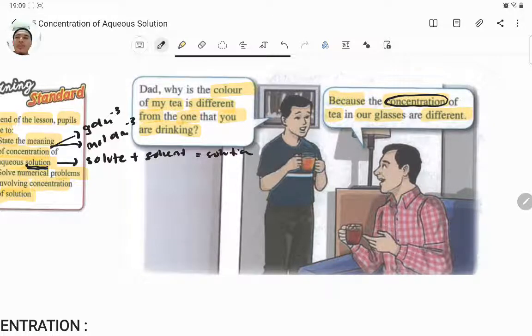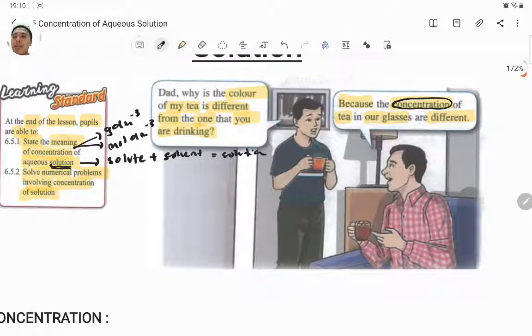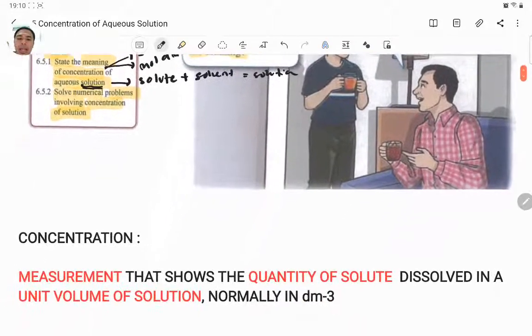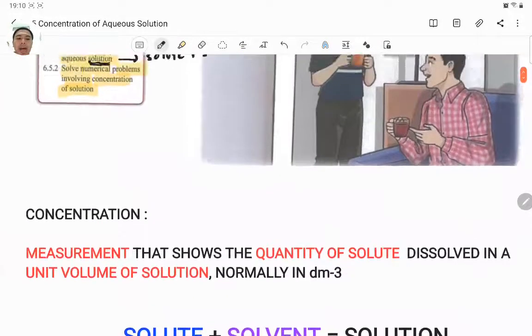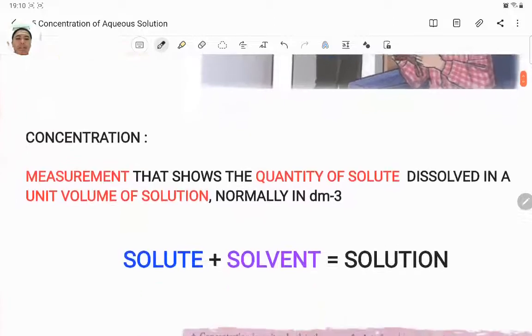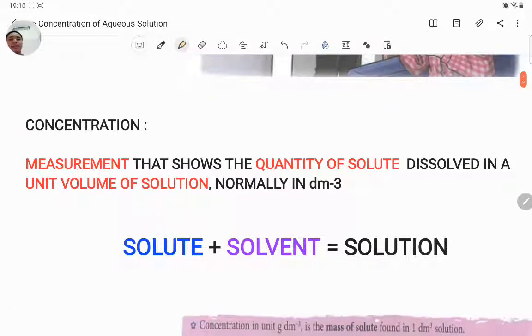kepekatan. Alright, so when we talk about the concentration, seperti yang saya beritahu tadi, we have dua jenis concentration, iaitu gram dm-3 and also mol dm-3. So we will discuss about this further lah. So what we can focus on in this conversation is the word concentration. So we discuss about the definition of concentration.